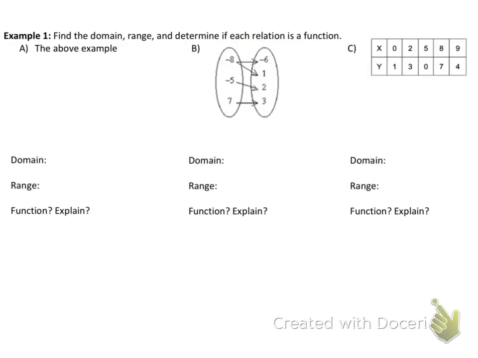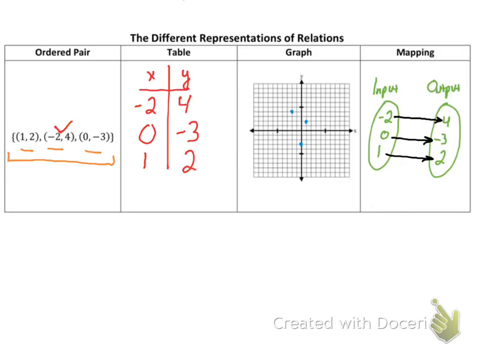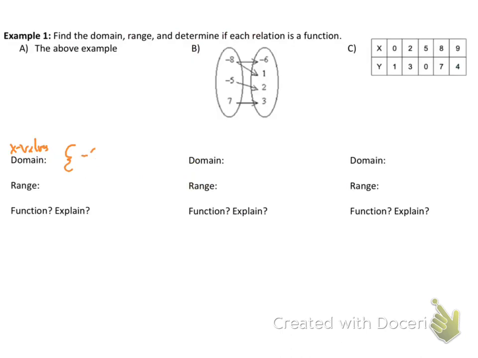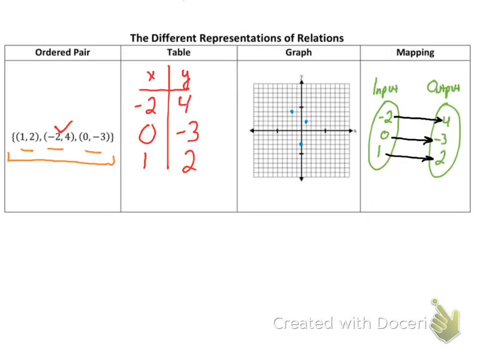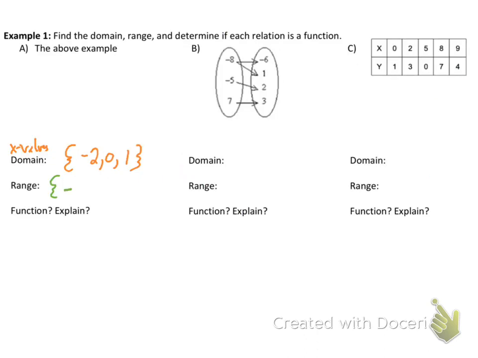So the domain, remember the domain is going to be your x values. So the domain here is made up of the set of -2, 0, and 1. That's the domain. The range is going to be 4, -3, and 2. If I put that in order, -3, 2, and 4. It doesn't really matter what order you put it in, but typically you put it from the smallest to the biggest.